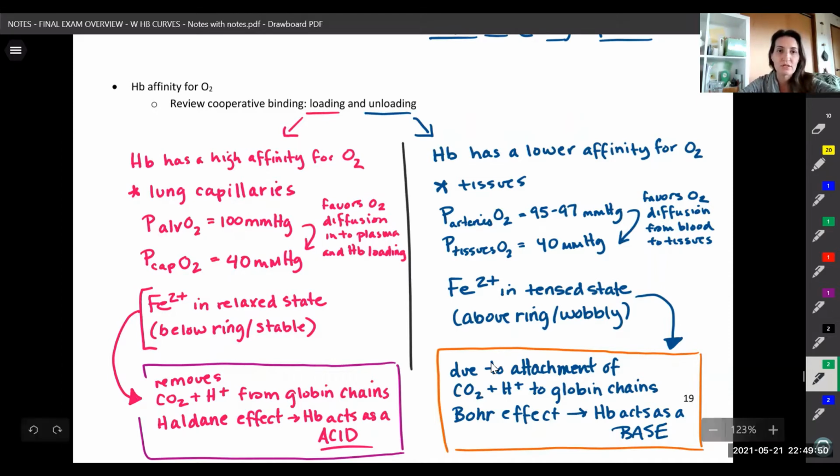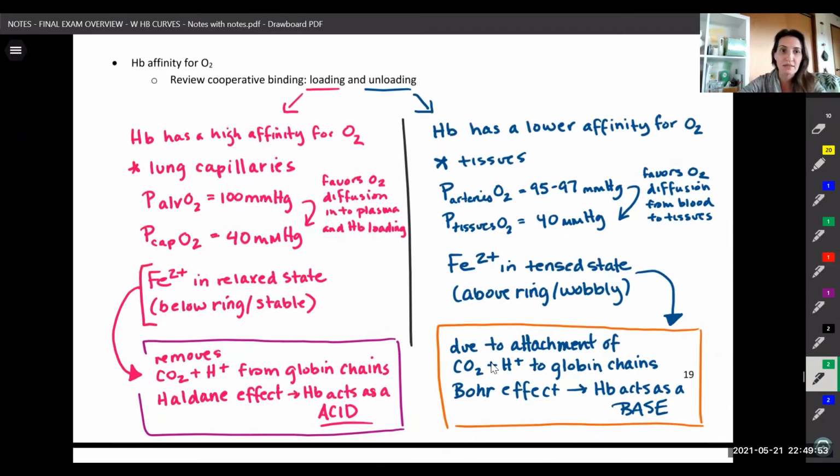So here I say during the loading process, this is happening at the lung capillaries. And at this time, hemoglobin has a very high affinity for oxygen. When hemoglobin's fully loaded with oxygen, all 4 iron ions, ferrous iron ions, are carrying oxygen. And that's when hemoglobin has the highest affinity for oxygen overall. Right? That's part of the cooperative binding process.